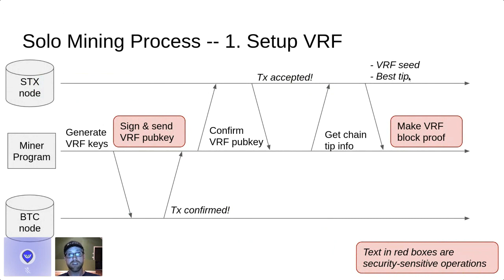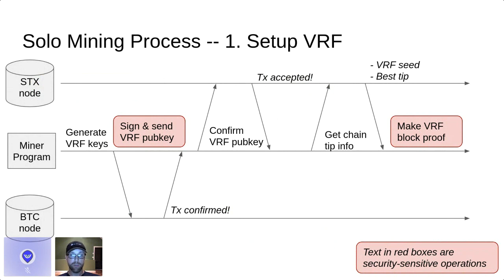Once you have these two pieces of information, you use that VRF private key you generated back here to make a VRF proof, to show that you're making some randomness, you're introducing randomness into the verifiable random function that powers cryptographic sortition, and you're doing so in a way that could only have been done by you. And again, the areas in red are security sensitive operations that we'll discuss after this.